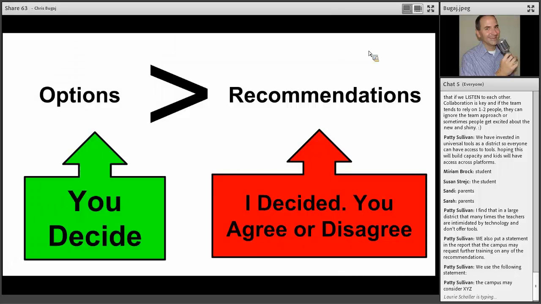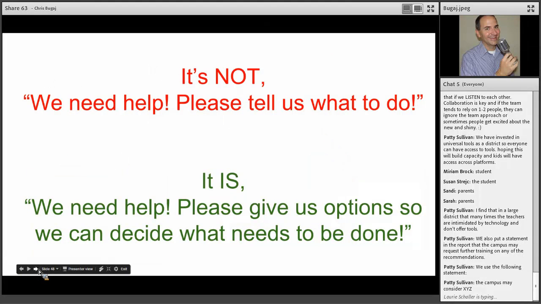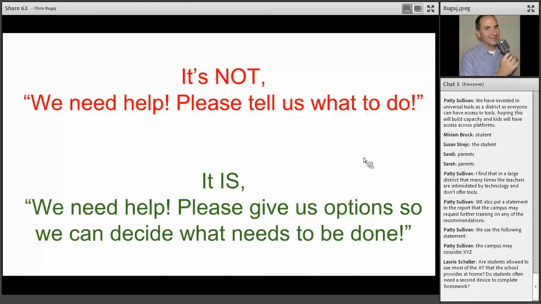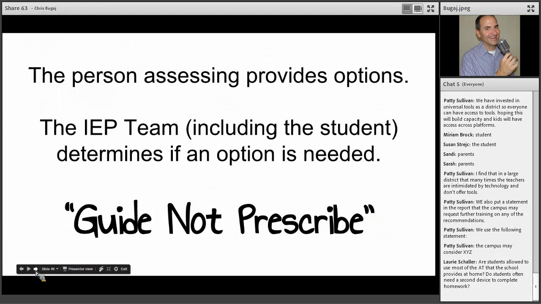So we've been leaning heavily towards calling them considerations or options and getting away from the term recommendations. The campus may consider X, Y, Z. I like that, Patty. And that's, in fact, how we write it as well: consider the following. Also, it's not, we need help, please tell us what to do from the IEP team's perspective. It's, all right, we own this. Give us some options and we'll decide what to do.